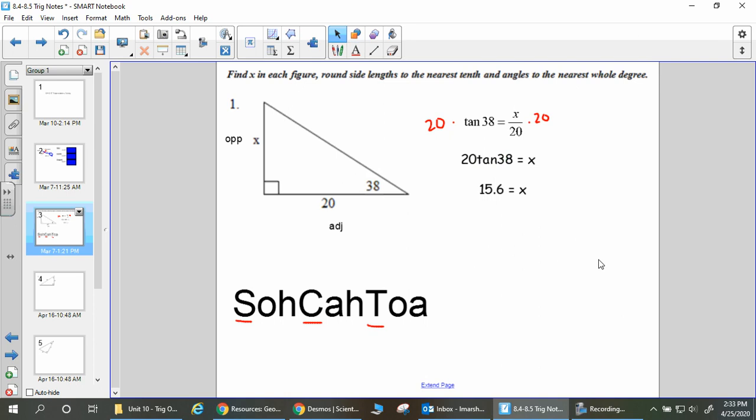Okay, and that's how these problems will work. Trig is used to find missing side lengths or missing angle measures in right triangles. It's something we can use when we're given certain information. For example, I don't have a hypotenuse here, which is why Pythagorean theorem doesn't work. Okay, so we have to rely on what information do I have and what information can I use.